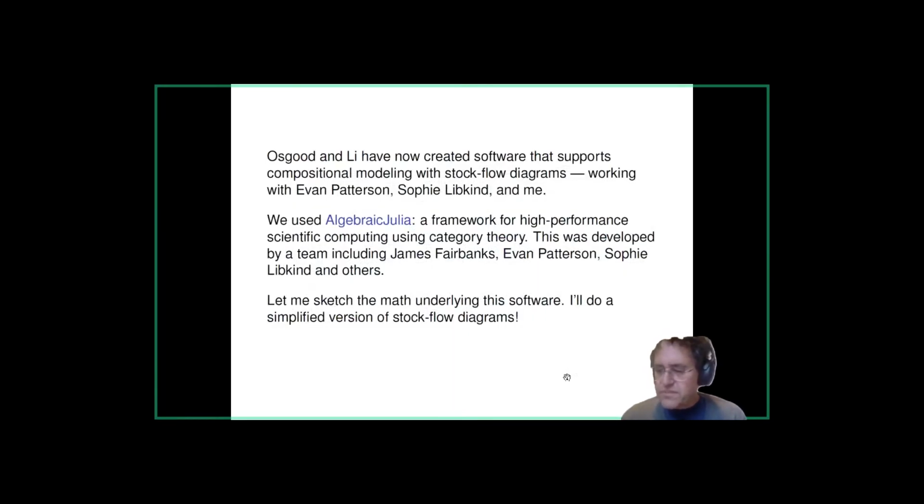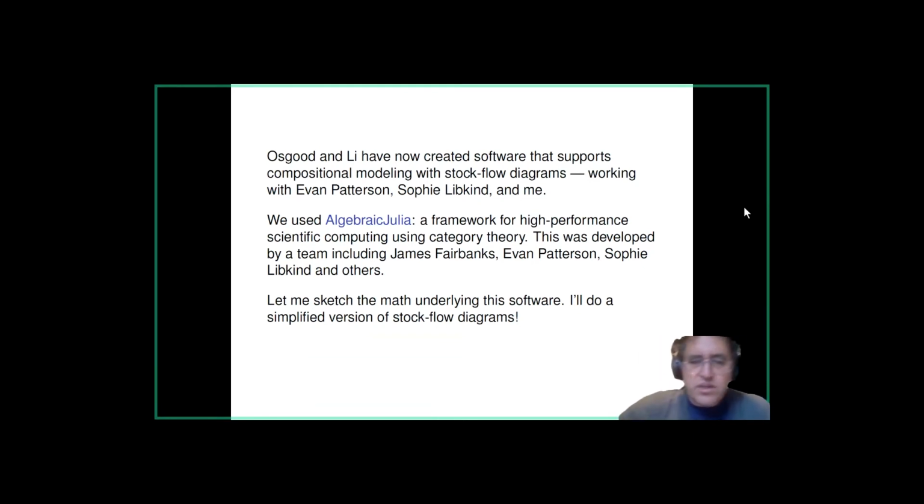So in fact, we've done it, and I'll describe it. They have now created software that supports compositional modeling with stock flow diagrams. Evan Patterson and Sophie Libkind did all the software development, and I just contributed some of the underlying math of the decorated cospan categories, and the particular decorated cospan categories that we need for this problem.